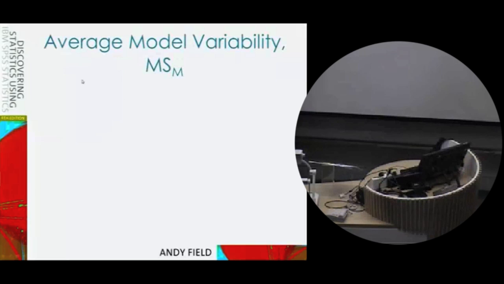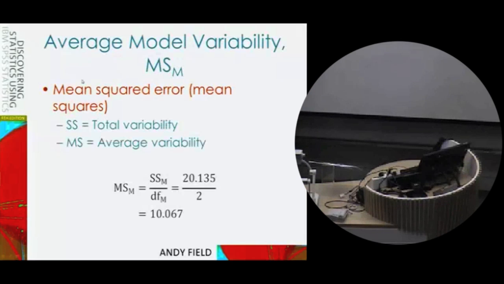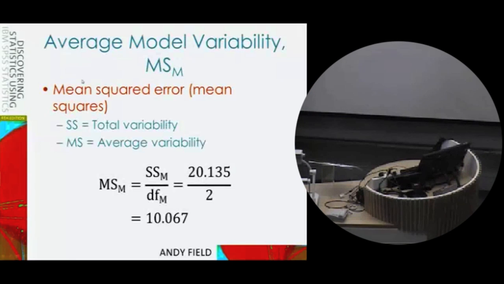If we want to work out what the average variability is rather than the total, we simply divide the sum of squares by the degrees of freedom. The degrees of freedom tells us something about the number of scores that we used to compute the sums of squares. So if we want an average, we're just taking a total and dividing by the number of scores that we used. So our mean squares for the model is just the sum of squares, which was about 20, divided by the degrees of freedom, which was 2, which means 10. So we've got about 10 units on average that can be explained by the model.